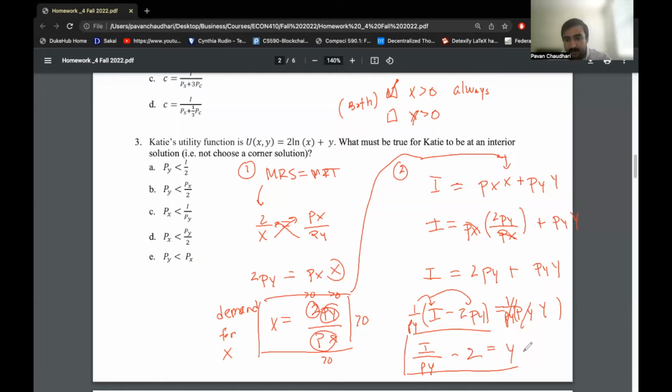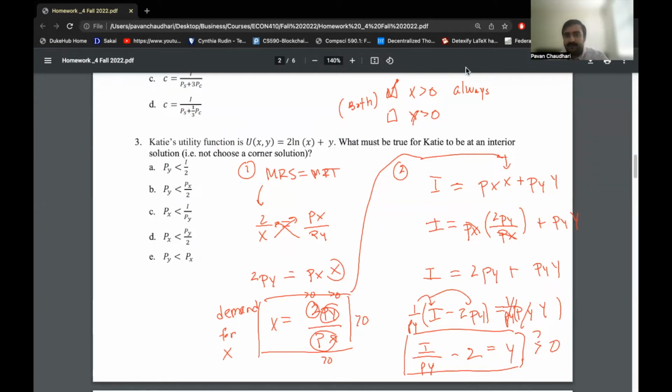So then the question is, can Y be negative? And so here, Y could be negative because even though the first fraction is positive, it's subtracted by something. And so you can imagine there's a situation where the 2 is bigger than this fraction. So when I subtract 2, it's going to go negative. Okay, so then the question is, when is Y greater than 0? It says what must be true to be an interior solution. When is Y greater than 0?